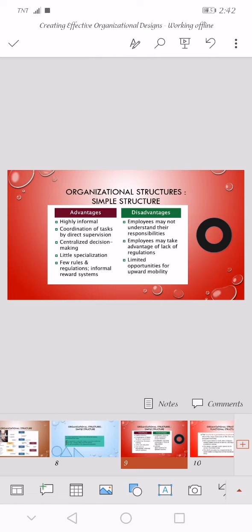Organizational structure, simple structure, advantages and disadvantages. Advantages. First, highly informal. Second, coordination of tasks by direct supervision. Third, centralized decision making. Fourth, little specialization. Fifth, few rules and regulations, informal reward system. Disadvantages. First, employees may not understand their responsibilities. Second, employees may take advantage of lack of regulations. Third, limited opportunities for upward mobility.